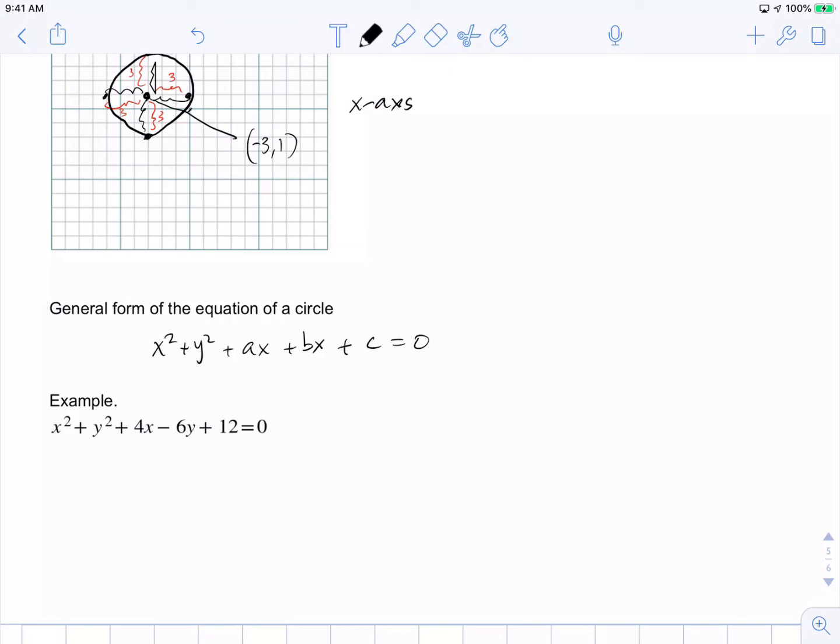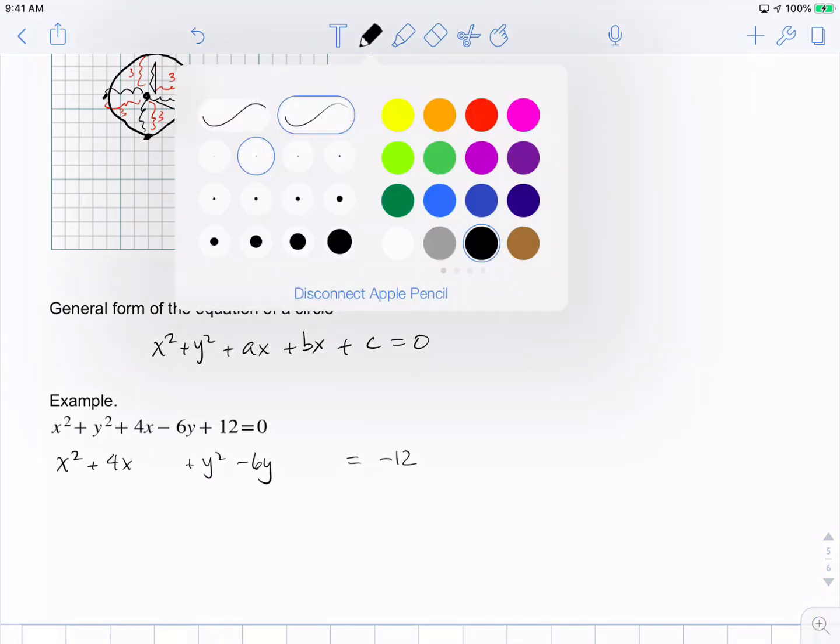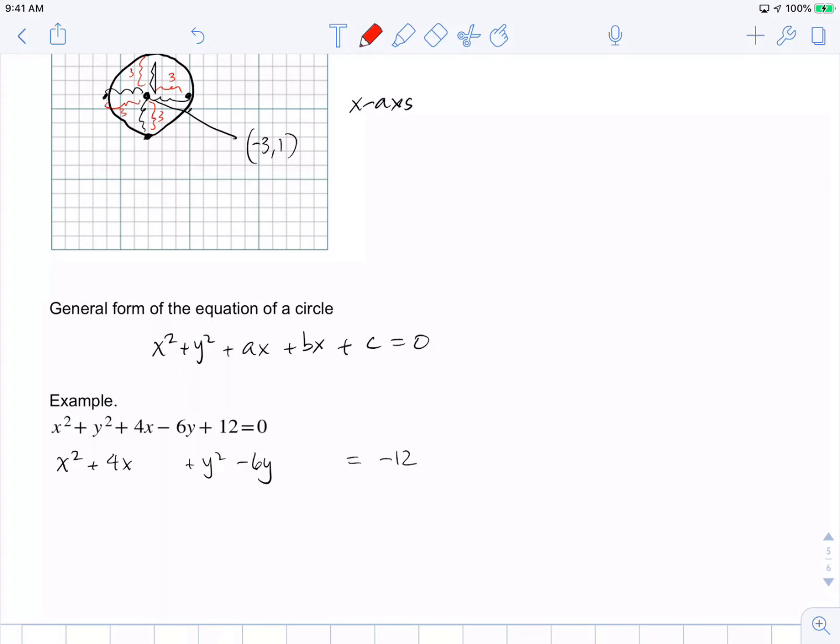So in the example that we have, the first thing that I'm going to do is I'm going to regroup it so that the x's are together and the y's are together. And then I'm going to put the constant on the other side. So it's going to become a negative 12. Now, in order to do this problem, we're going to do something called completing the square. And so if you guys remember what completing the square was, to complete the square, what we do is we take the number where the x term and the y term are, and we divide them by 2 and square. So I'm going to do that on the side over here.